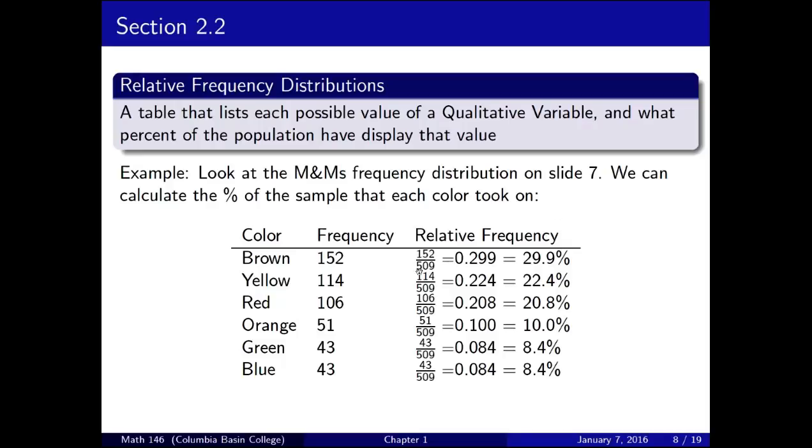I take 152 and divide it by the total, 509. That gives me the decimal 0.299, which is 29.9%. So about 30% of the M&Ms were brown. For yellow, that would be 114 out of 509. That's 0.224, or a little over 22%. Red's 106 over 509. That's 0.208, or 20.8%. Orange is 51 out of 509. That's pretty much 10% dead on. And then 43 out of 509 for these last two. That's a little over 8%.